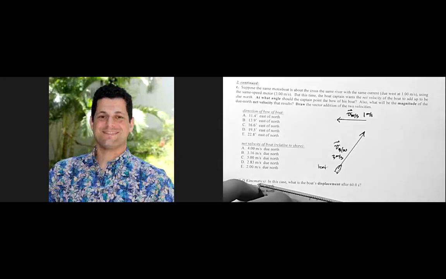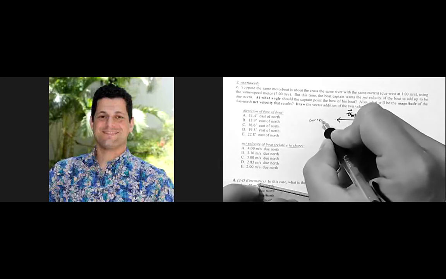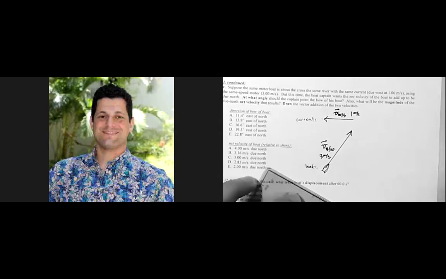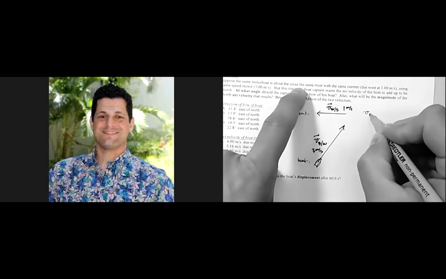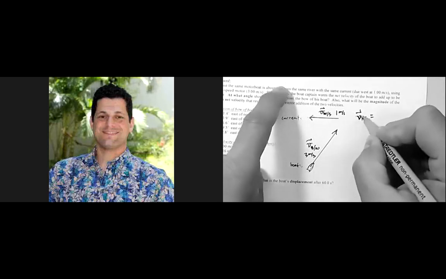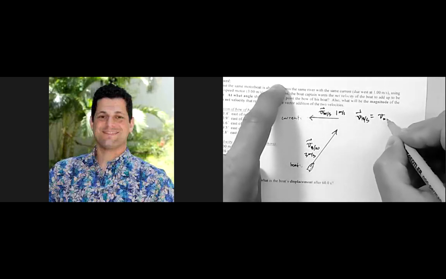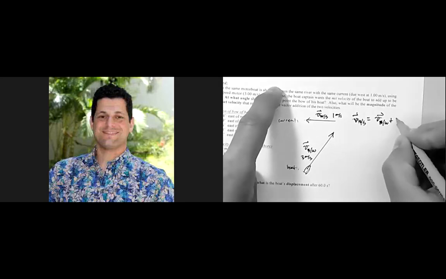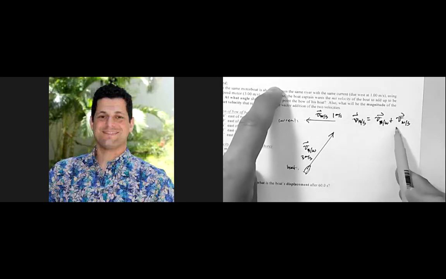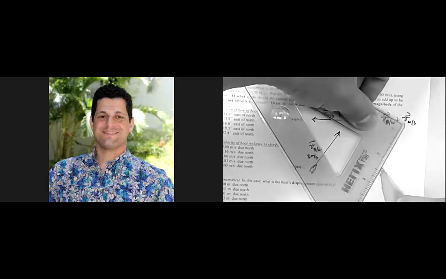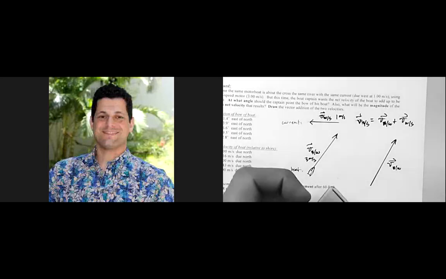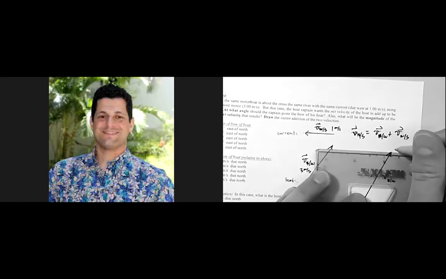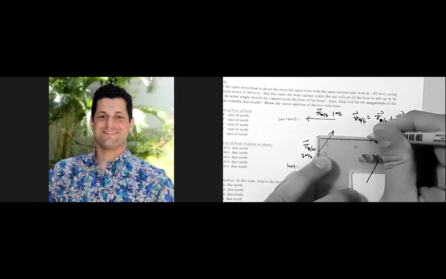All right, so now what does our vector sum look like? The velocity of the boat with respect to the shore is going to be the sum of those two vectors: the velocity of the boat with respect to the water plus the velocity of the water with respect to the shore. And that will give me the boat with respect to the shore. So let's add, boat with respect to water, tip to tail. So now we're doing this graphical representation of the vector addition.